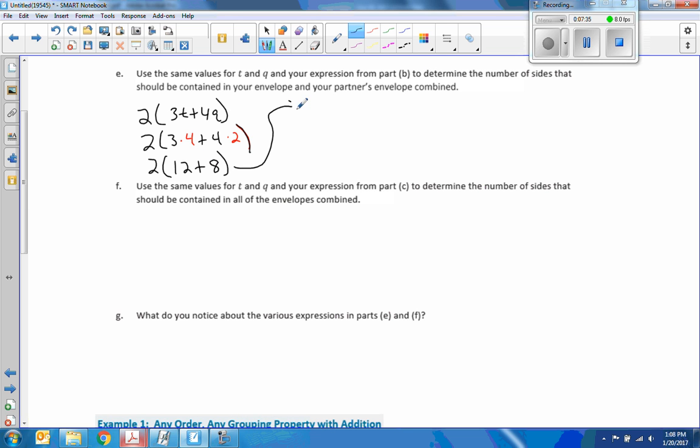Okay, just bring this up over here. And then I do the addition inside first. 12 plus 8 is 20. And there's 2 of us, 20 times 2, and the 2 of us should have 40 sides.